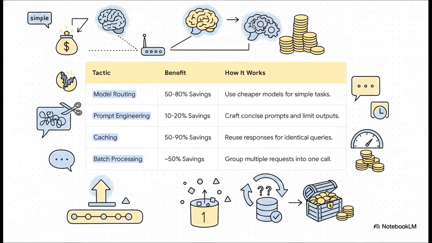Number 1, and this can be a huge win, is model routing. Don't use a Ferrari to go to the grocery store. Use a cheaper, faster model for simple stuff. Number 2, prompt engineering. Just be clear and concise. Cut out the fluff. Tell the model exactly how long you want the answer to be. 3, caching. If users ask the same question over and over, just save the answer and reuse it. This can save you up to 90%. 4, batching. If you don't need an answer in real time, group a bunch of requests together. And finally, look into RAG, which is a smart way to give the model just the specific piece of a document it needs, instead of the whole thing.